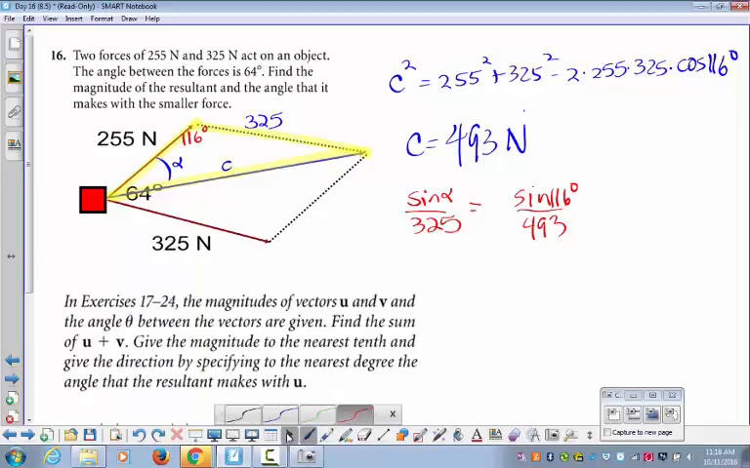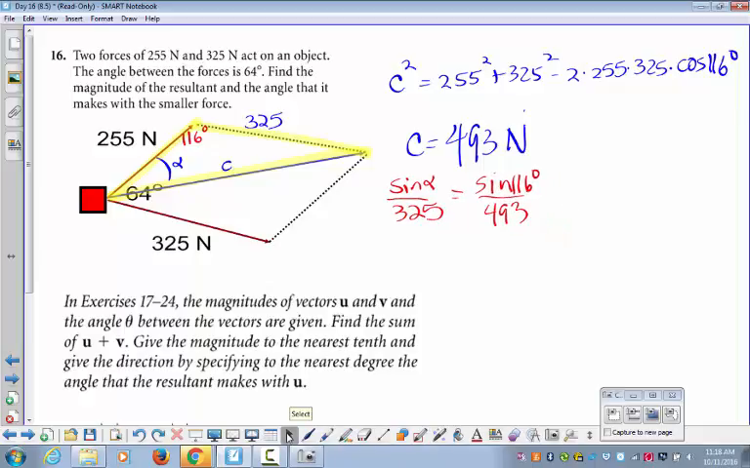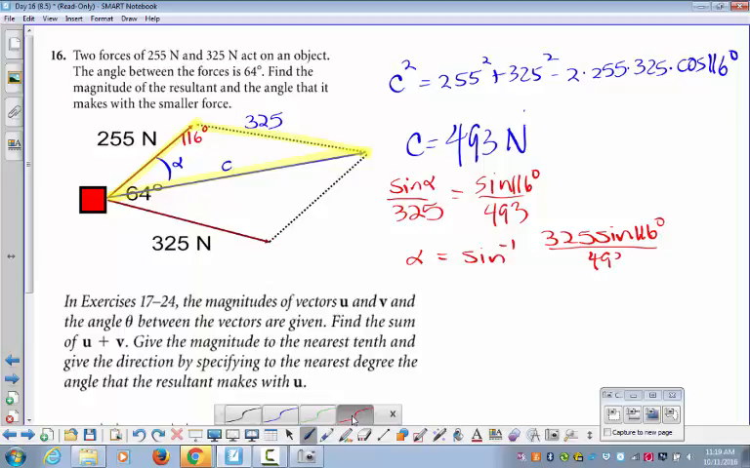And then alpha will be the inverse sine. And I can use inverse sine. Is it clear that alpha is acute? Right, alpha is acute. So we can use inverse sine. A triangle can't have more than one obtuse angle. So type this guy in. Inverse sine of 325 sine 116 degrees divided by 493. And what do we get? Let's round that to the nearest degree, since the other angles are to the nearest degree. 36 degrees. Thank you. 36 degrees.